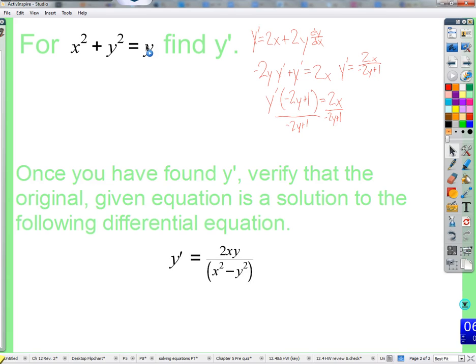Once you find y prime, verify that the original given equation, I'm referring to this, is a solution to the following differential equation. Why is this called a differential equation? It has to do with derivatives. It's got a function and its derivative, so it's a differential equation. How do we verify that it's a solution?